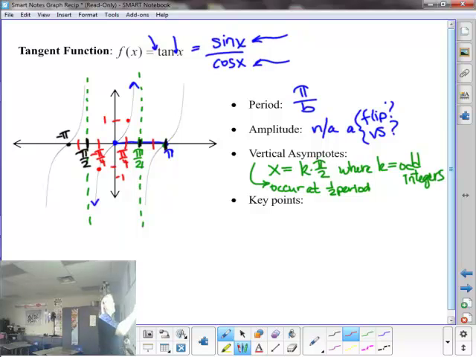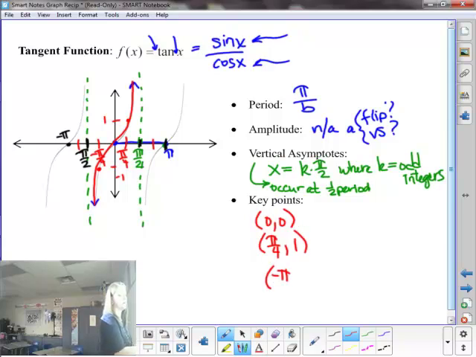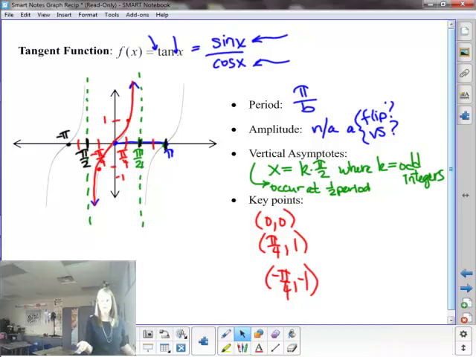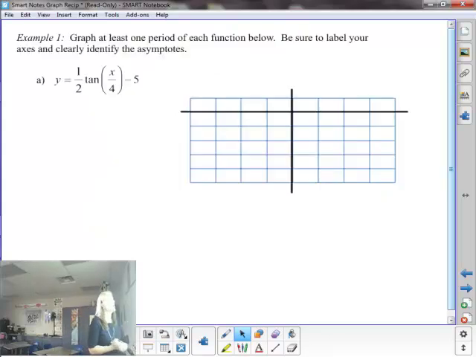So this mess that I've made now, our tangent curve goes through some key points. It goes through 0, 0, the parent function does. It goes through pi over 4, comma 1, and it goes through negative pi over 4, comma negative 1. And those are going to be our 3 key points, along with at least 2 vertical asymptotes, and that gets us our 5 key features for the tangent curve. All right, we should be ready to give it a try now.